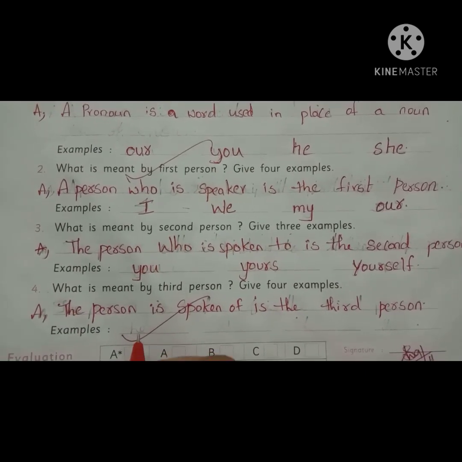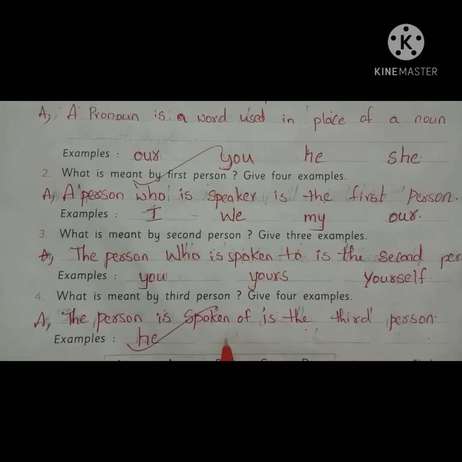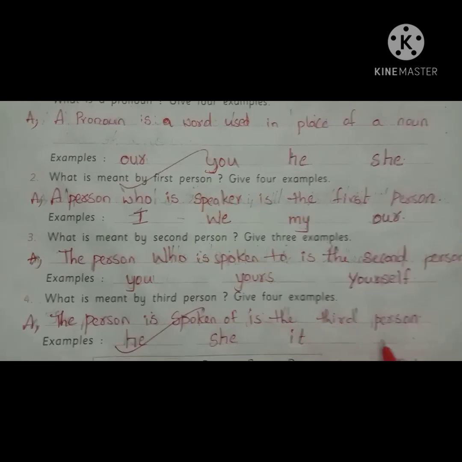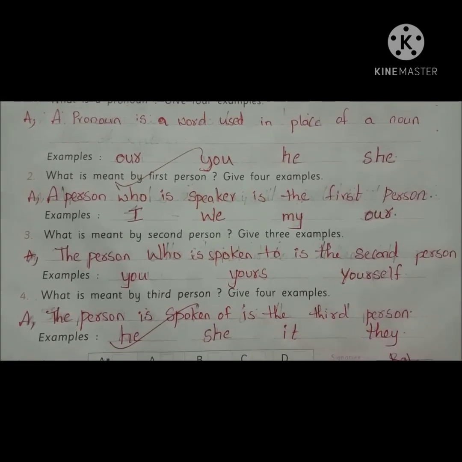What are the examples here? He, she, it, they. These are the examples.